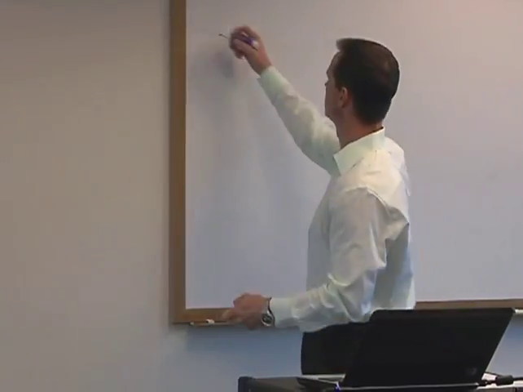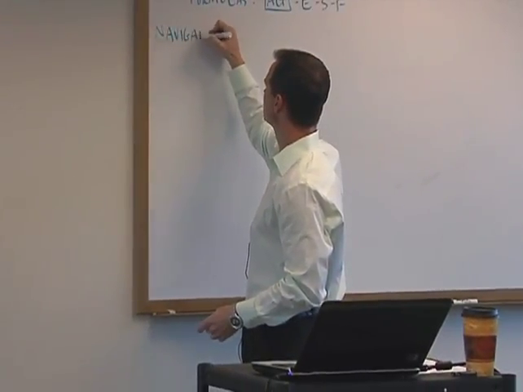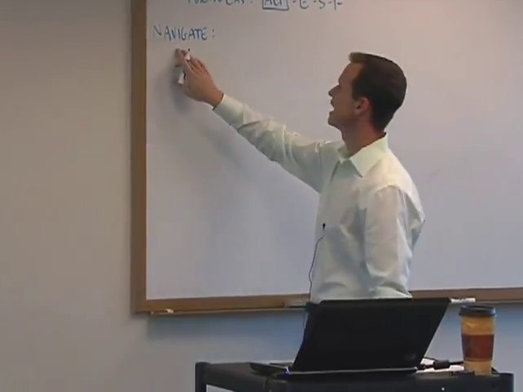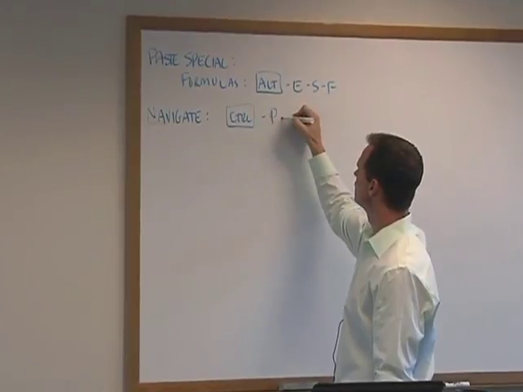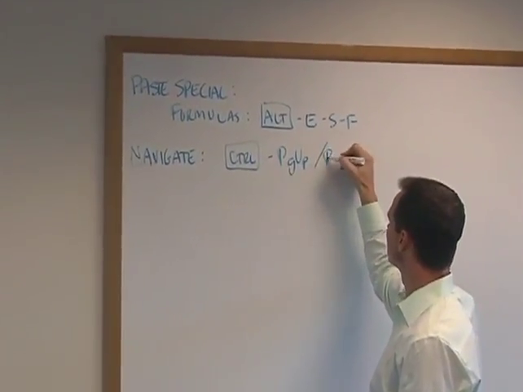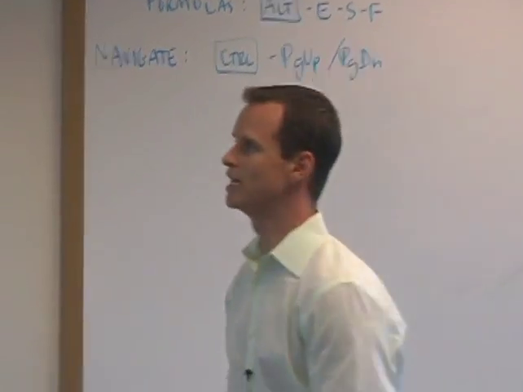I promised I'd put up some of these shortcuts again as we go. To navigate between tabs, Control Page Up or Page Down. Control Page Up will take you left across the tabs. Control Page Down will take you to the right.